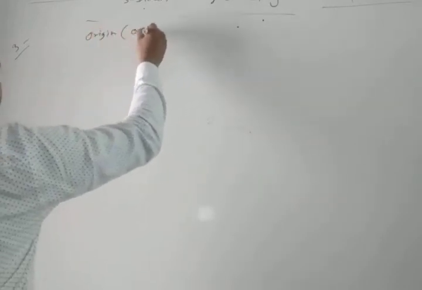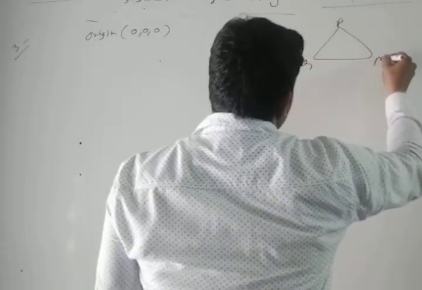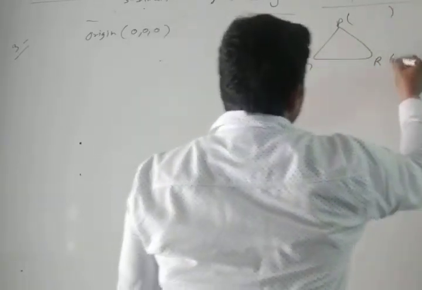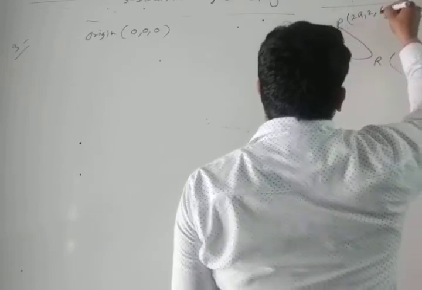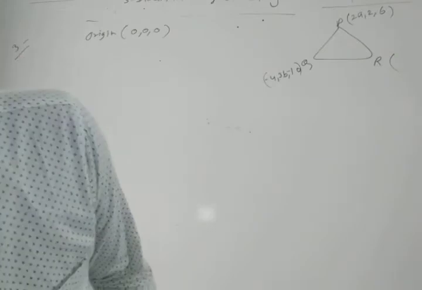Next question, question number 3. If the origin is the centroid of the triangle PQR with vertices P, Q, R. The origin has coordinates (0, 0, 0). The coordinate of P is (2, 8, 2), 6... Q is (minus 4, 3b, minus 10). And R is (8, 14, 2c).